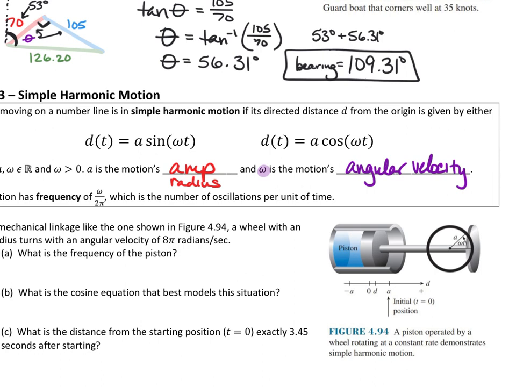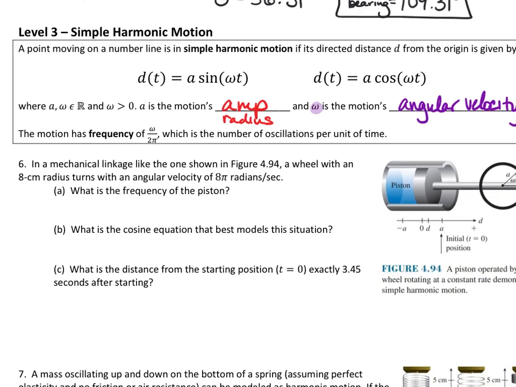In this formula, A and omega are both real numbers, and omega has to be greater than 0, so you're not going to be plugging in negative numbers for omega. The motion has a frequency of omega over 2 pi, which is the reciprocal of the period. It's also the number of oscillations per unit of time.